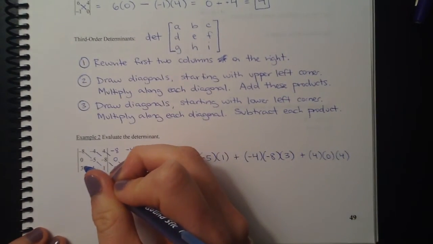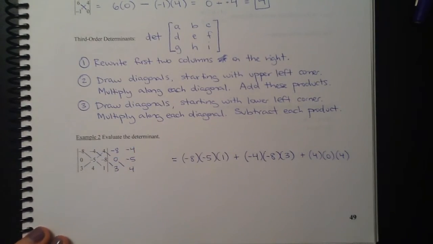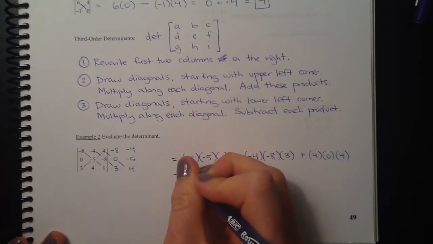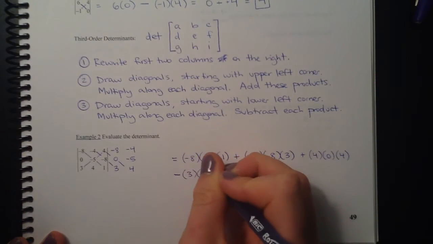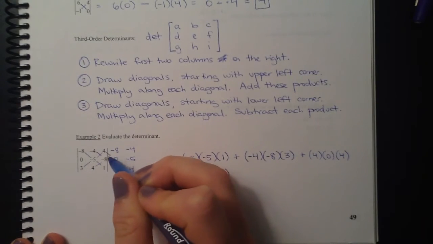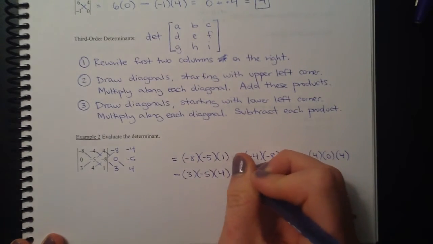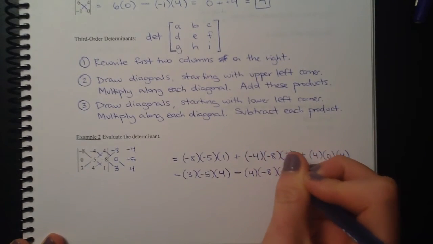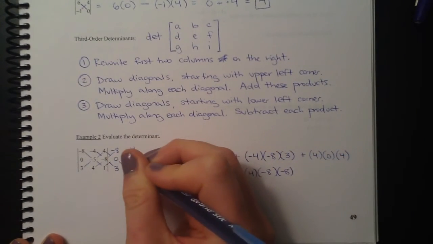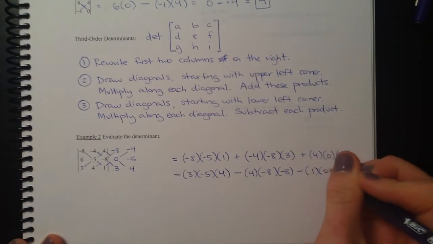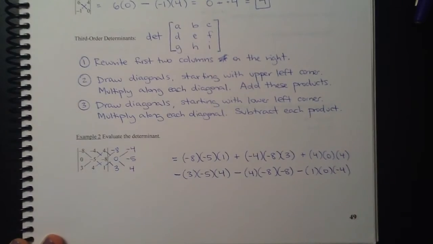So now we start from the lower left, multiply up this diagonal, we are going to subtract. So minus 3 times negative 5 times 4. Multiply this diagonal together, we're going to subtract it. So minus 4 times negative 8 times negative 8. And then this last diagonal here, we're going to subtract that as well. Minus 1 times 0 times negative 4.